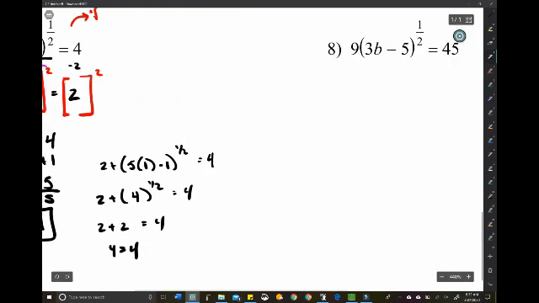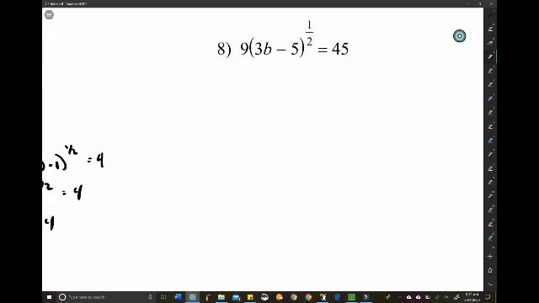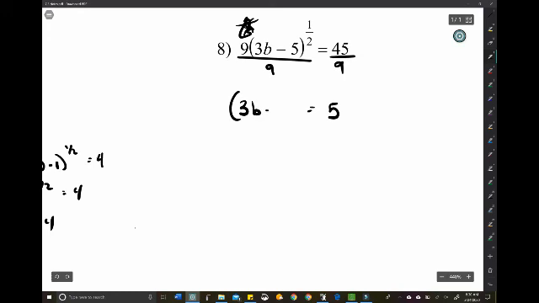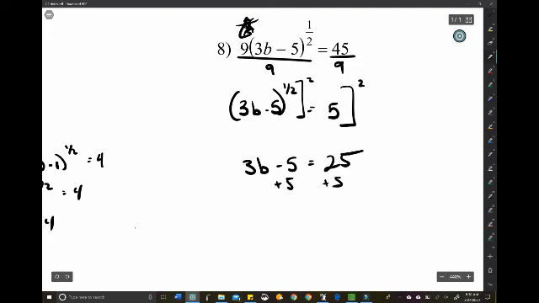Last example. In this case, don't distribute the 9, because we have the 1/2. Instead, divide everything by 9. So 5 is equal to 3b minus 5 to the 1/2. The opposite of 1/2 is to square it. We're going to square both sides. So 3b minus 5 is equal to 25. We are going to add 5, add 5. 3b is equal to 30. Divide by 3, divide by 3. b is equal to 10.